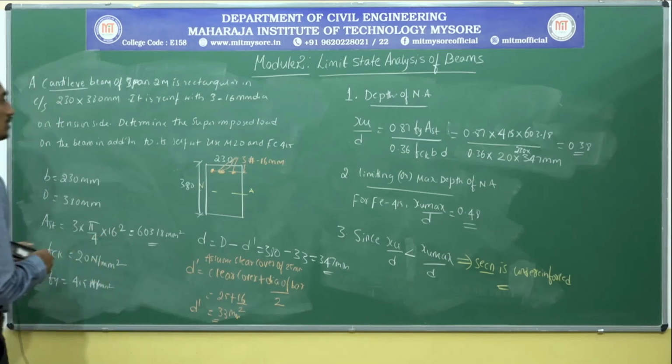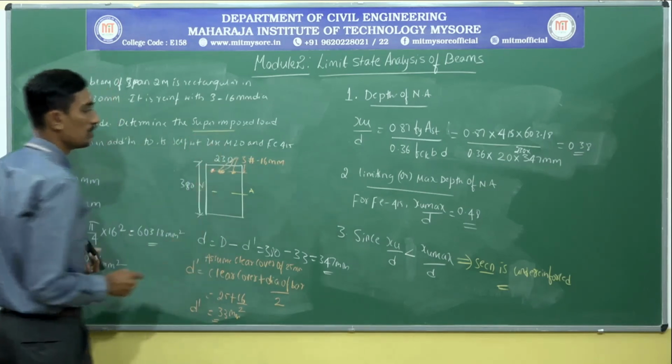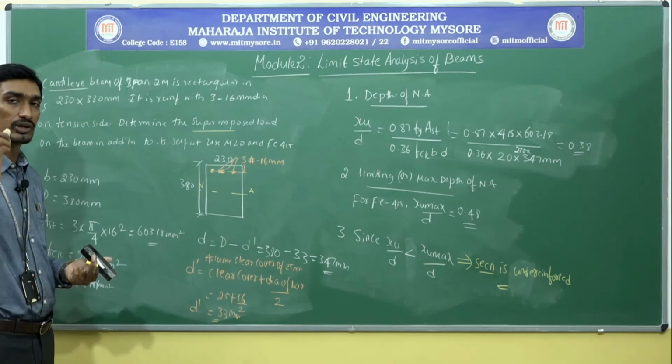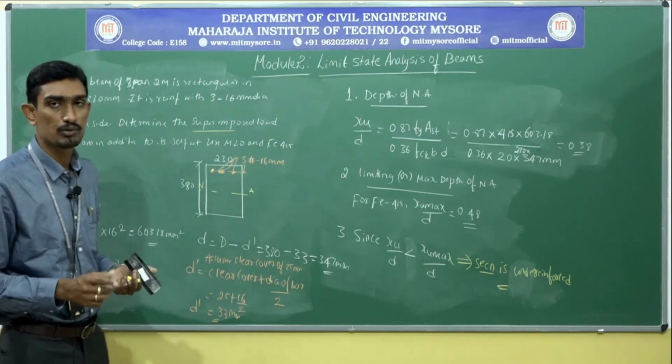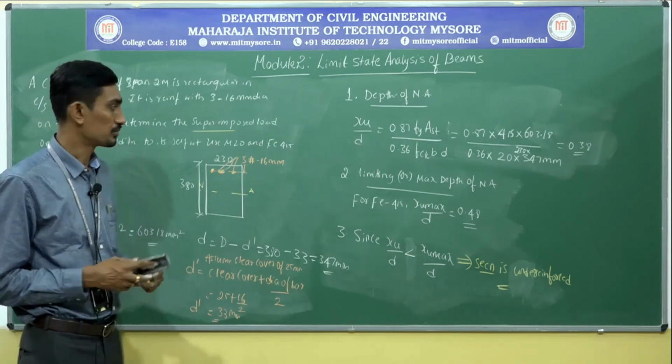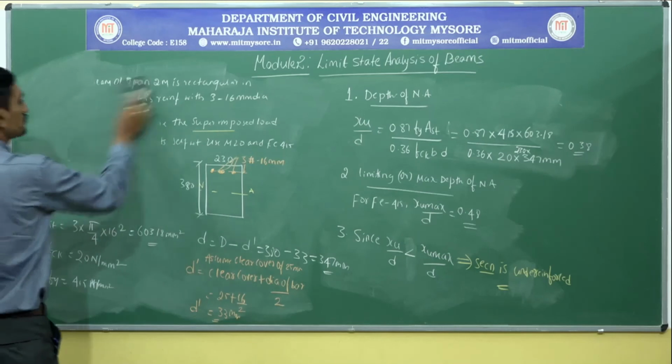He has been asked for the superimposed load, that is live load. So in order to calculate that live load, what are you going to do? First we need to calculate the ultimate moment, then the unfactored moment, then calculate the remaining steps. Okay, so let us proceed.